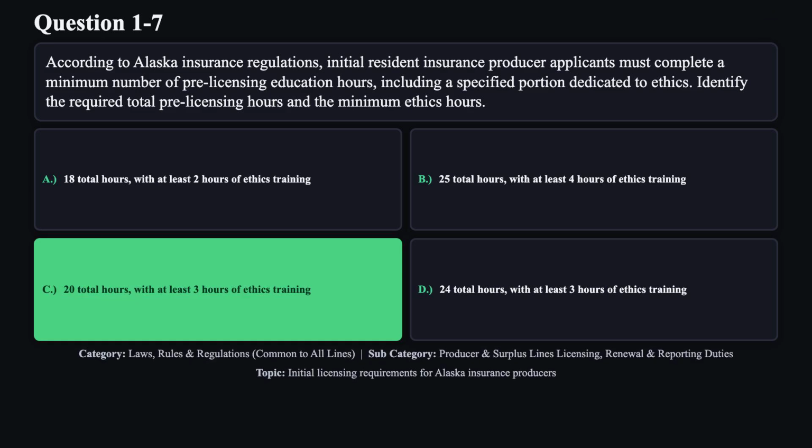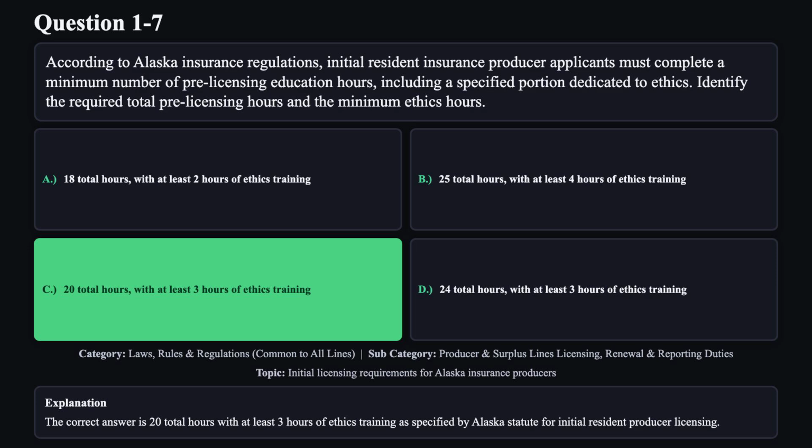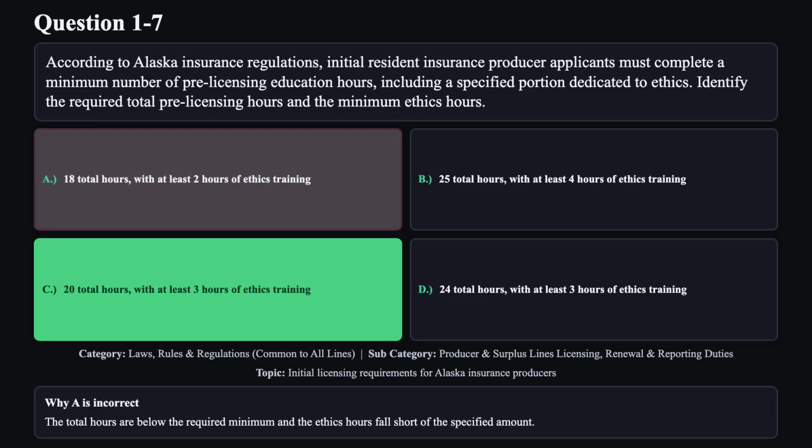The correct answer is C. The correct answer is 20 total hours with at least 3 hours of ethics training, as specified by Alaska statute for initial resident producer licensing. Reason A is not correct. The total hours are below the required minimum, and the ethics hours fall short of the specified amount.